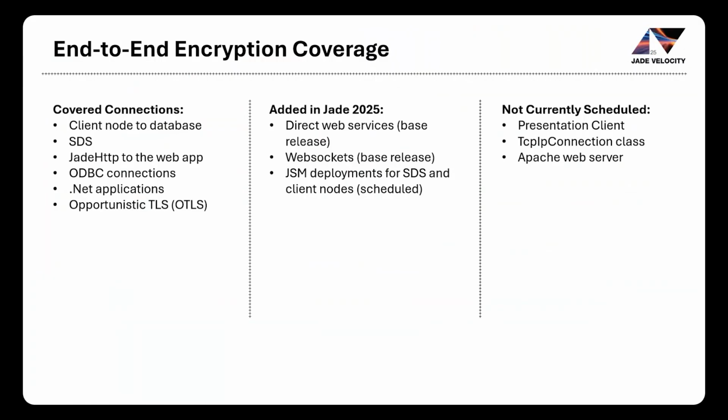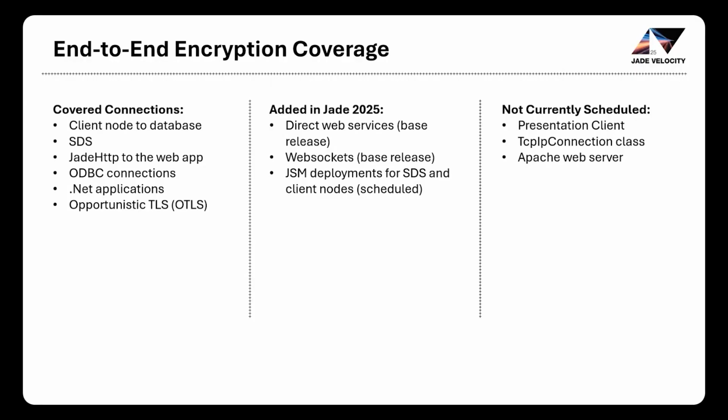So what connections do we support encryption over? Well, app servers, fat clients, those connections to the database are all supported. Primaries, secondaries, those are supported. Any web service running inside IIS is supported, so that's anything using Jade HTTP to the web application itself. ODBC connections are supported, both thin and fat client modes. And where you've made a .NET application using a .NET exposure, that's supported as well as opportunistic TLS, which I've just explained.